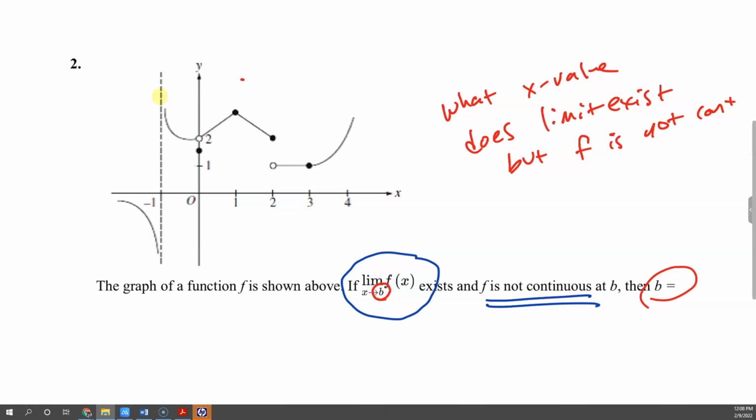Well, what I was saying was let's look at the places that are not continuous, which is there, there, and there. And the only one where the limit exists is right here because they touch up. So the answer would be b equals 2.